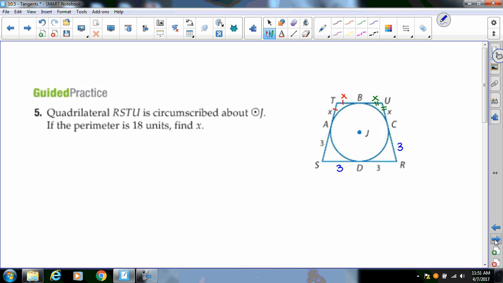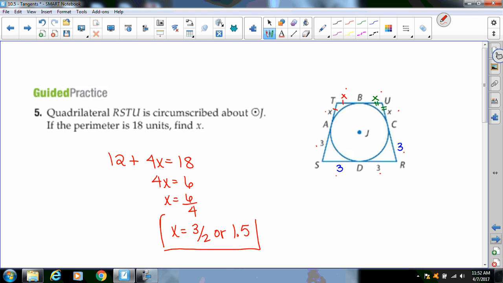So if the perimeter is 18, I can add up all the sides. So 3 plus 3 plus 3 plus 3 is 12. Plus x plus x plus x plus x is 4x. And that's going to equal 18. I'm going to subtract 12. So 4x equals 6. Divide by 4. X equals 6 over 4. But if I reduce that, that's 3 over 2, or if you want to write it as 1.5. And there's your x.